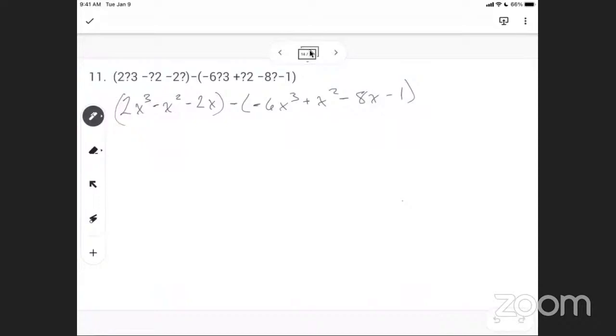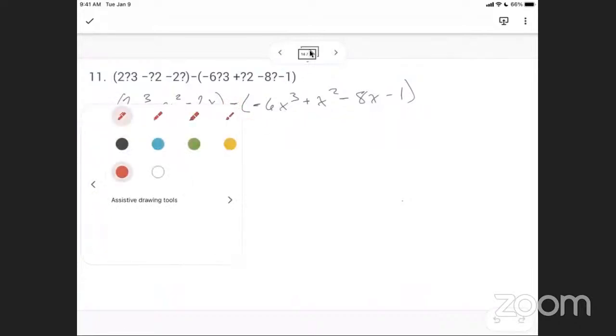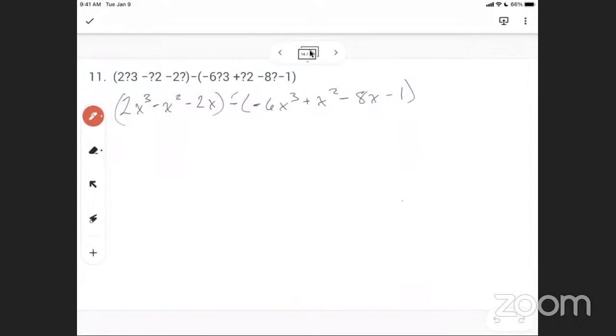Here, first take care of this negative right here. We would have to distribute that in because this entire thing is being subtracted. So the best way to think about that is to distribute it into all of those signs. Just flip every sign. So that becomes a positive, that becomes a negative, that becomes a positive, and that becomes a positive.